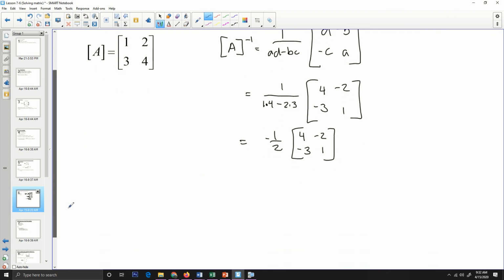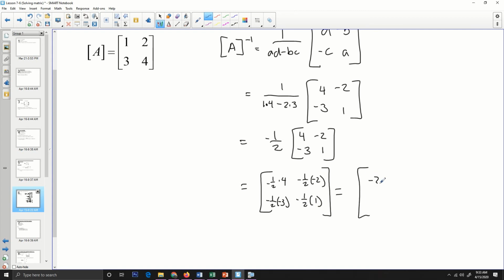And so I don't necessarily like to call it distributing, but when you multiply a matrix by a scalar out front, you just multiply each element of each cell by that scalar. So this is going to become negative 1/2 times 4, and then negative 1/2 times negative 2, and then negative 1/2 times negative 3, and then negative 1/2 times 1. And so our final answer here will be negative 2, positive 1, positive 3 over 2, and then negative 1/2. So you'll notice that I have some fractions in there. And so that is A inverse.